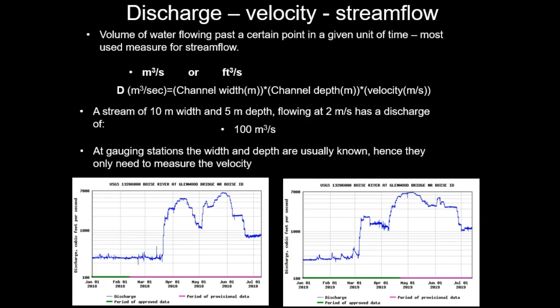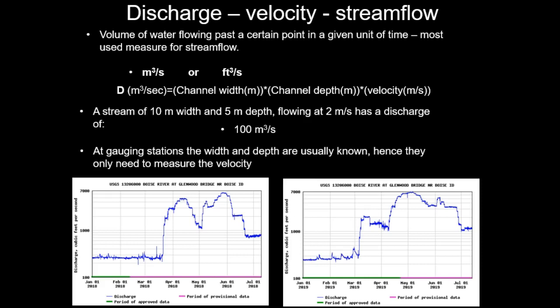is discharge. So discharge is the volume of water that flows past a certain point over a given unit of time. It is typically measured in cubic meters per second or cubic feet per second, and it is typically determined by multiplying the channel's width times the channel's depth at different kinds of semi cross sections, and then multiplied by the velocity of flow at that specific point.